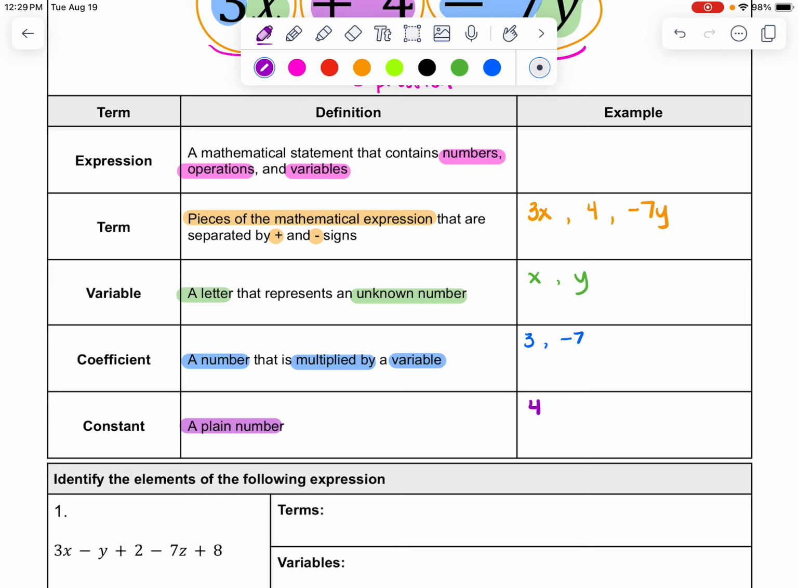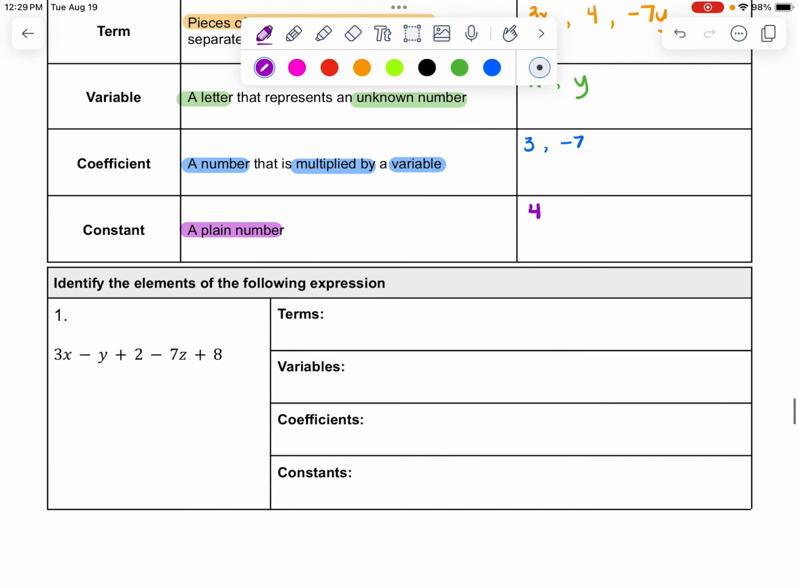What we're going to do first is practice identifying these pieces of expressions, and then we're going to practice a few algebraic operations with expressions. The first thing we're going to want to do when it's time to find the terms is circle the terms to separate them. Now you'll notice I'm catching the minus with the y, and you'll notice I'm catching the negative with the 7, and I'm catching the positive with the 2 and the positive with the 8. So if I was to make a list, I would say my terms are 3x, negative y, positive 2, negative 7z, and 8.